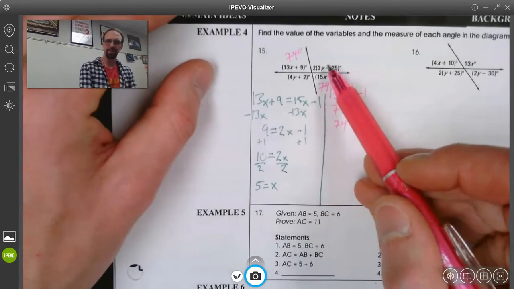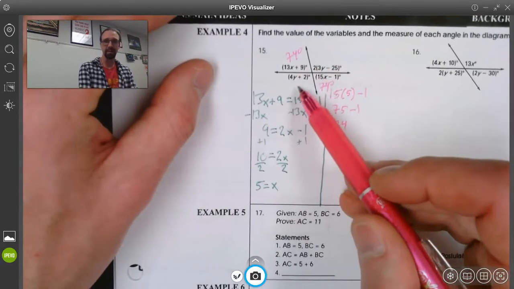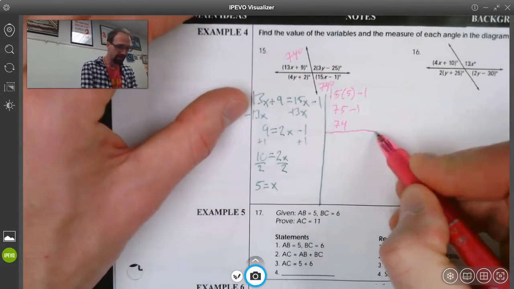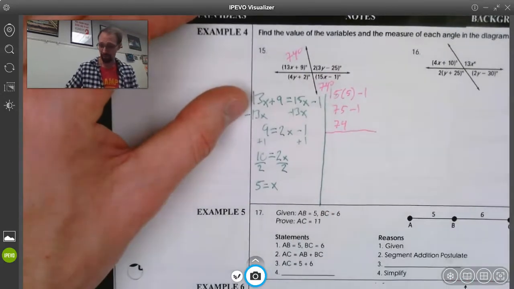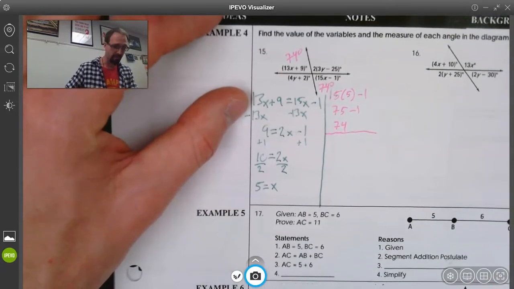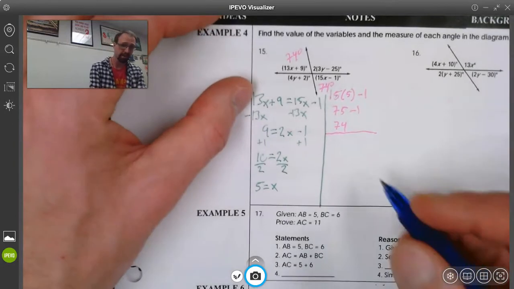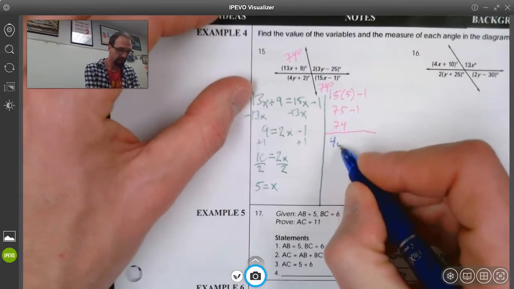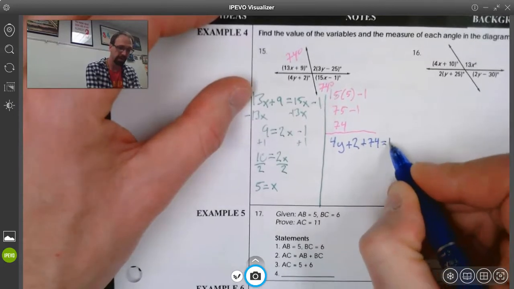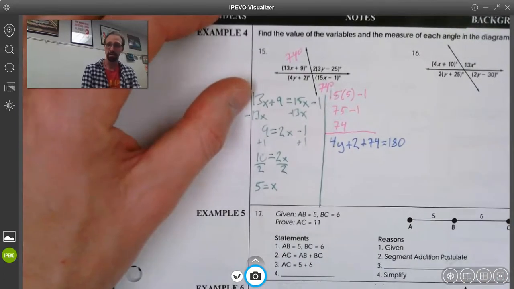Looking at these two, instead of choosing this one here, I'm actually going to choose this angle down here when I add them. And the reason is because this has less stuff to worry about. So knowing all of the different tools that you have available to you is super important in deciding which path to go. So 4y plus 2 plus 74 degrees is equal to 180 degrees.